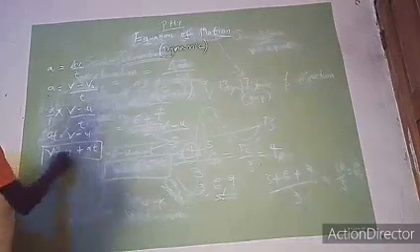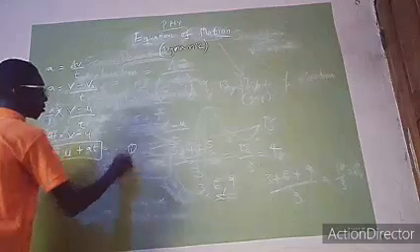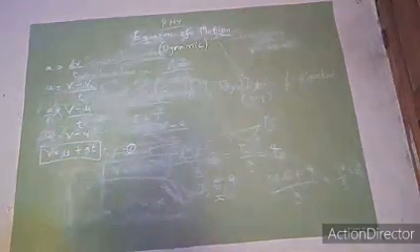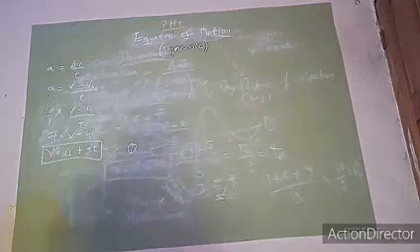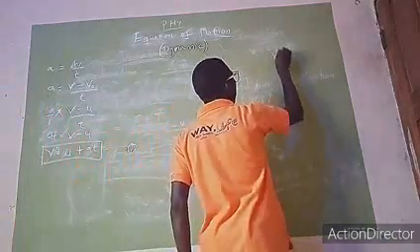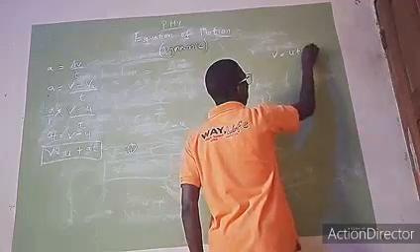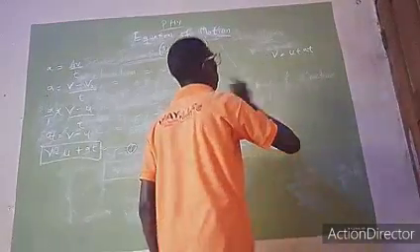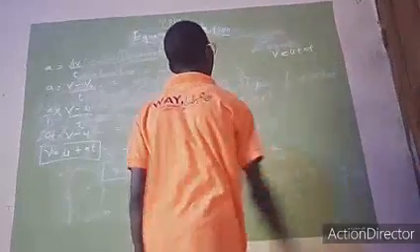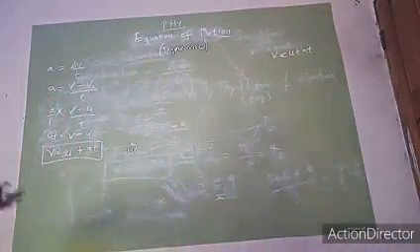This is the first equation of motion. Let's write it somewhere here: v is equal to u plus at. That's the first equation, the law of motion. So now, moving on.